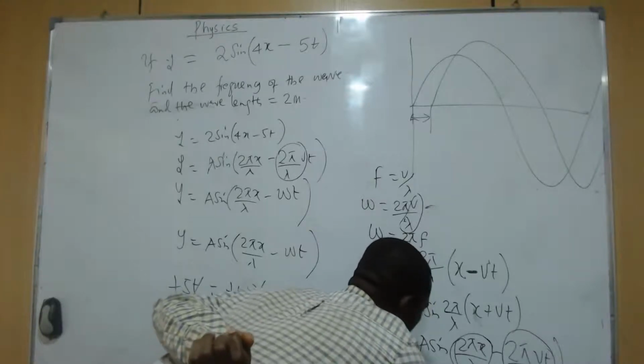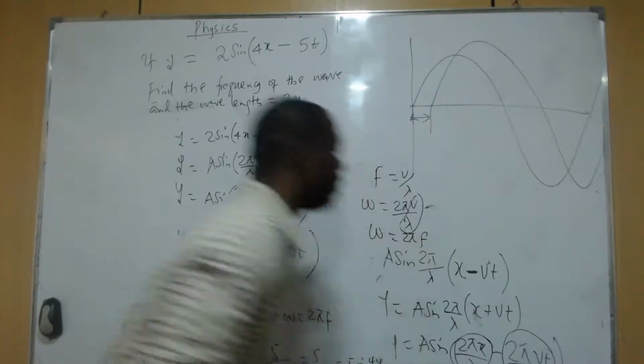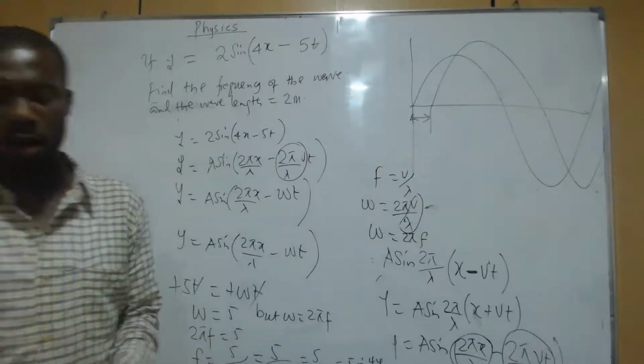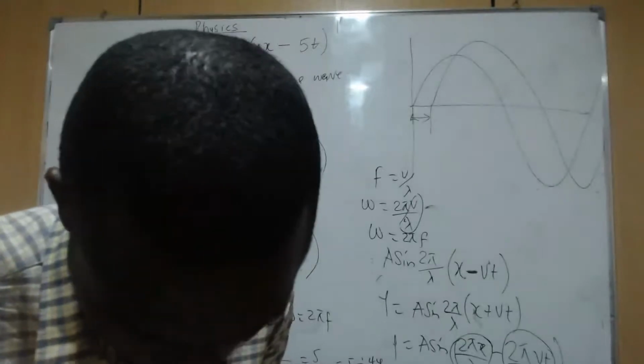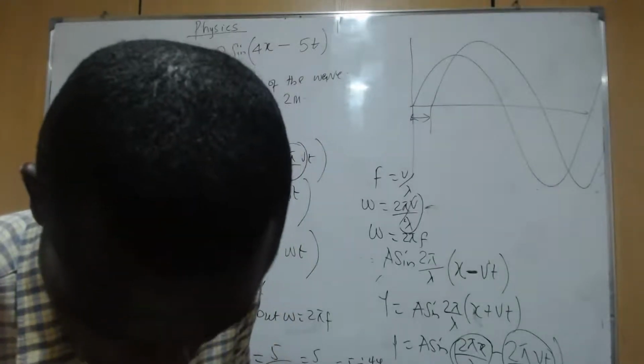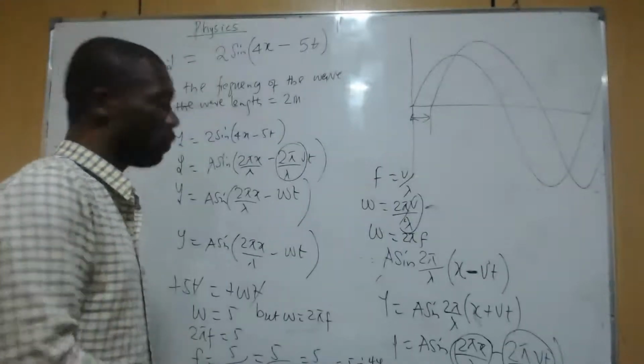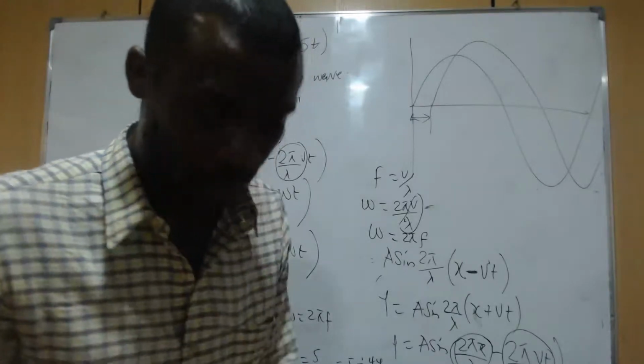So now the unit is in hertz. So I've been able to calculate the frequency of the system. Now, another example could come like this. This was taken from a typical JAMB question.